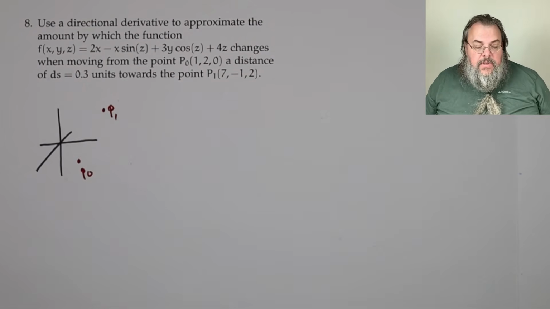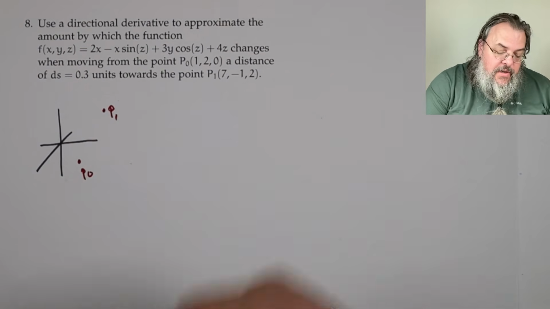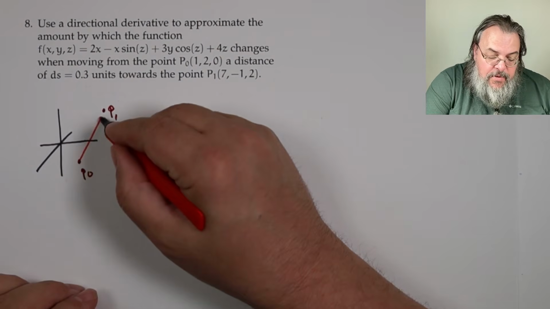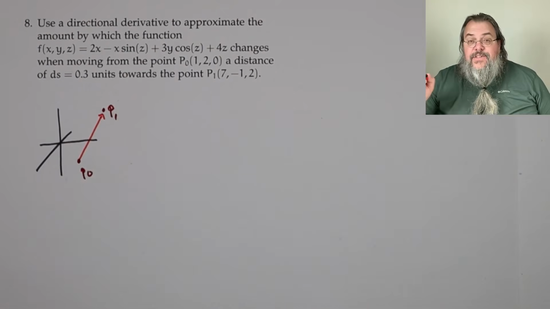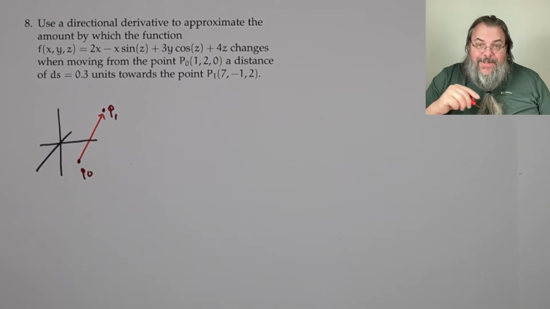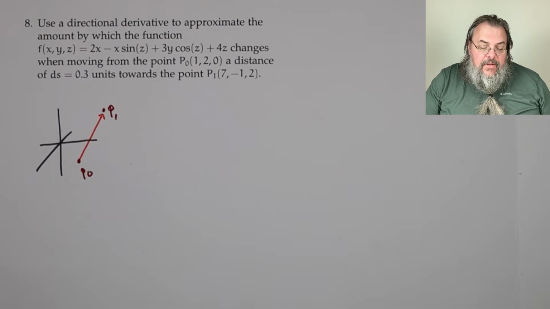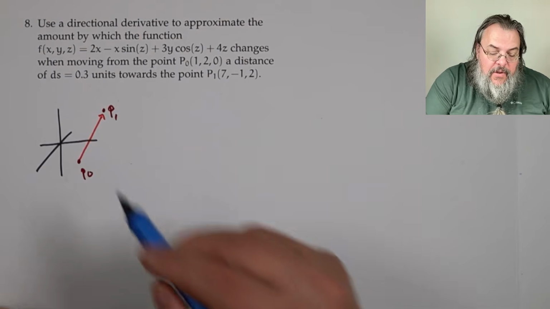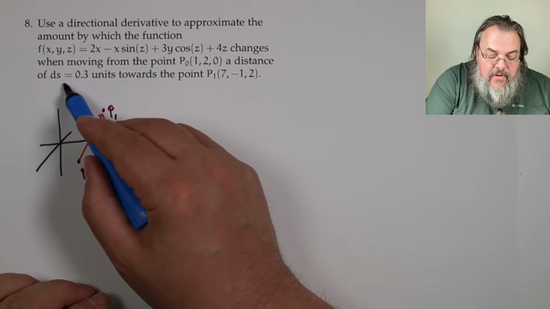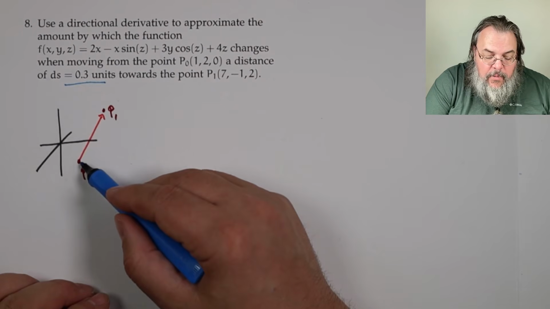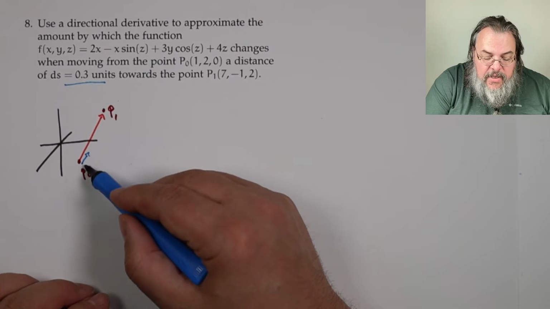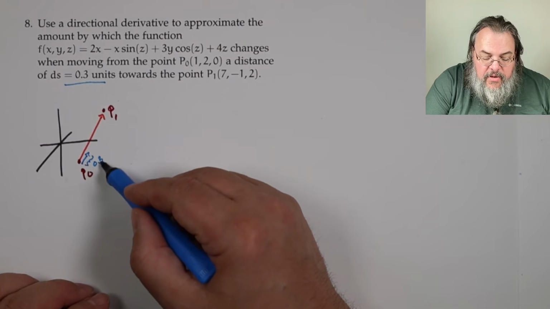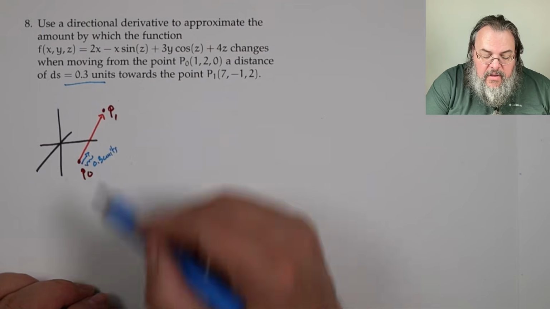And we're going to head towards P1. So we have a direction, because if we have 2 points, we start at one and we move to the other. That's the direction. Now, it's not the direction vector. We've got to make that a direction vector. What this says is we're going to move part of the way. So ds is a small amount of distance. We're not going the whole way, but we're just going 0.3 units in that direction.